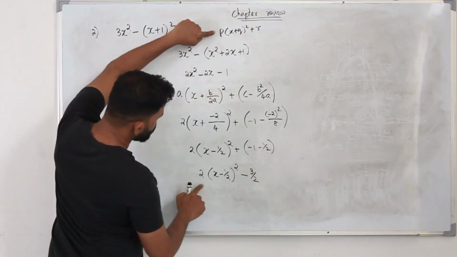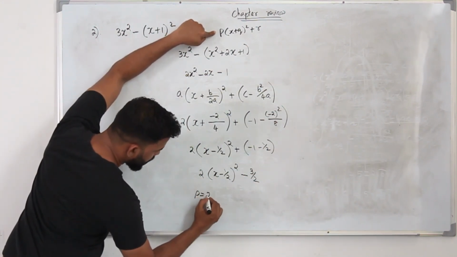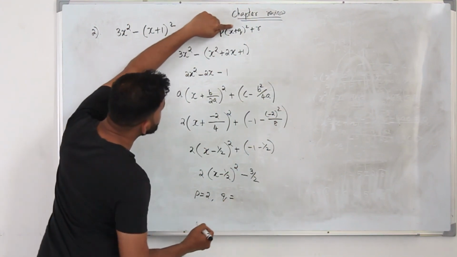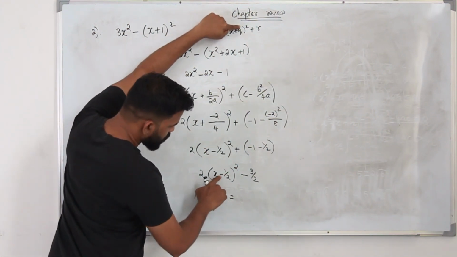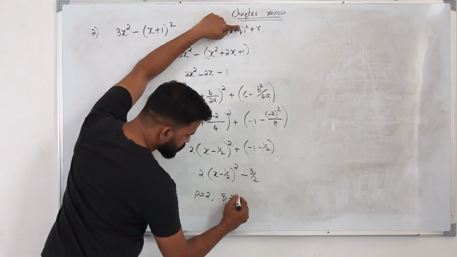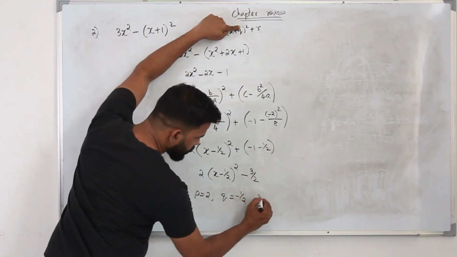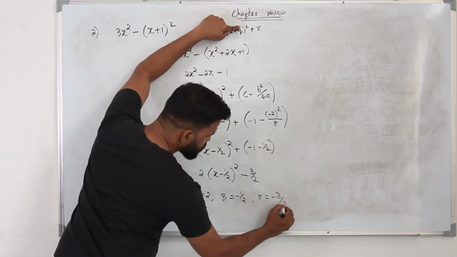When you compare these two, your p is the number outside the bracket, q is, they say plus q, so you can write it as plus of minus of. So your q is minus of half, and r is minus 3 by 2.